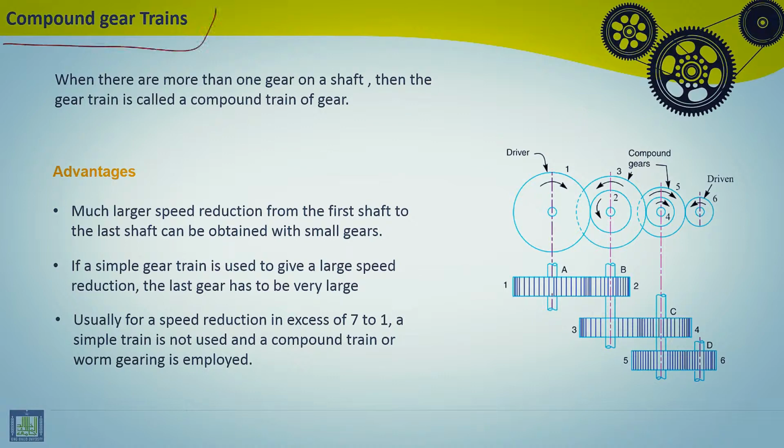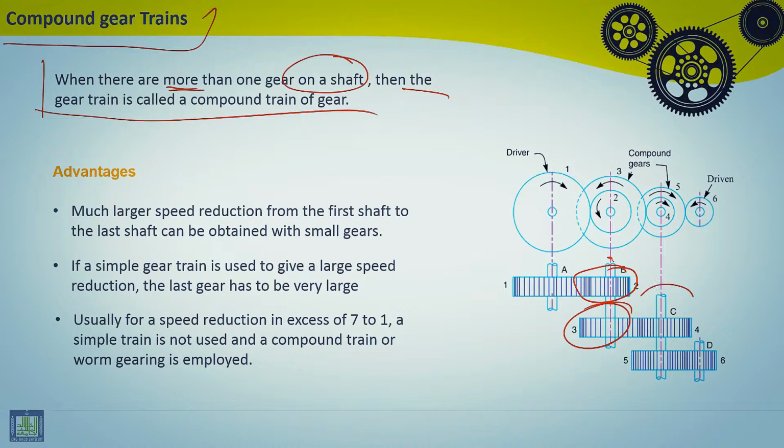Let's move now to compound gear trains. When there is more than one gear on a shaft, the gear train is called a compound train of gears. We can see here for this shaft, we can find two gears. Here also, for one shaft we have two gears. This is called a compound gear train.